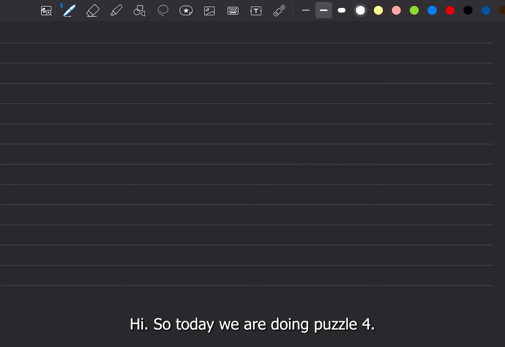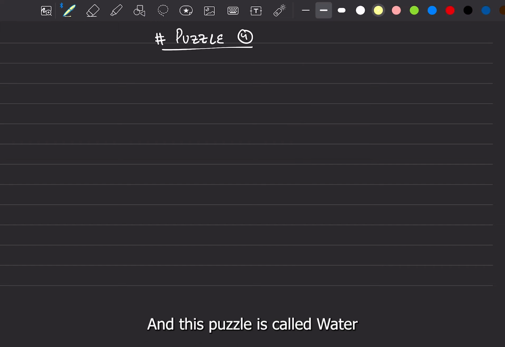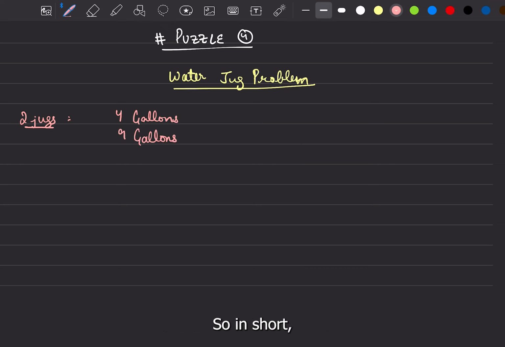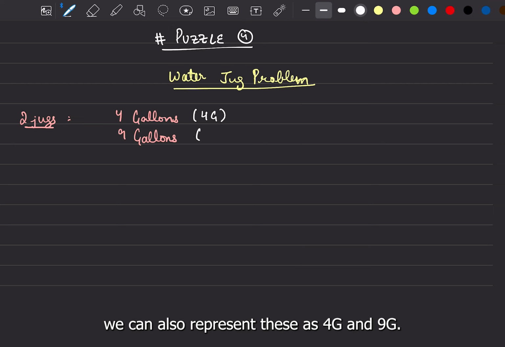Hi, so today we are doing puzzle 4, and this puzzle is called the water jug problem. We are given two jugs. One jug is 4 gallon and another is 9 gallon. In short, we can also represent these as 4G and 9G.